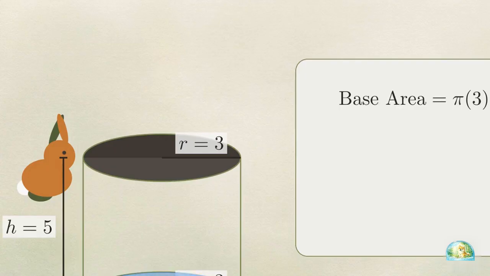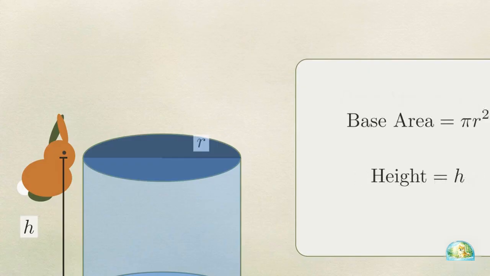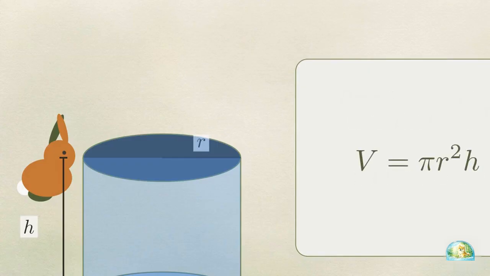Next, imagine taking that flat circular area and stacking it upward, cell by cell, until it fills the entire height of 5. We multiply the base area by the height. 3 squared is 9, and 9 times 5 gives us a total volume of 45 pi cubic units. We leave pi as a variable to keep the answer mathematically precise. The volume of a cylinder is always the area of the circular base multiplied by the height of the shape. That is why the formula is V equals pi r squared h.